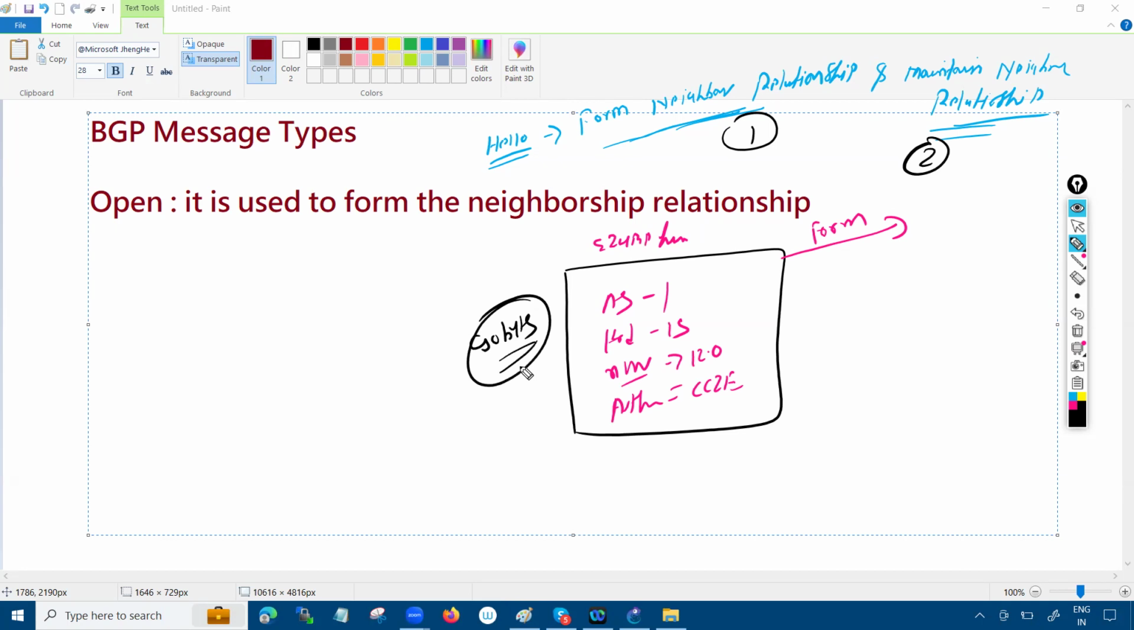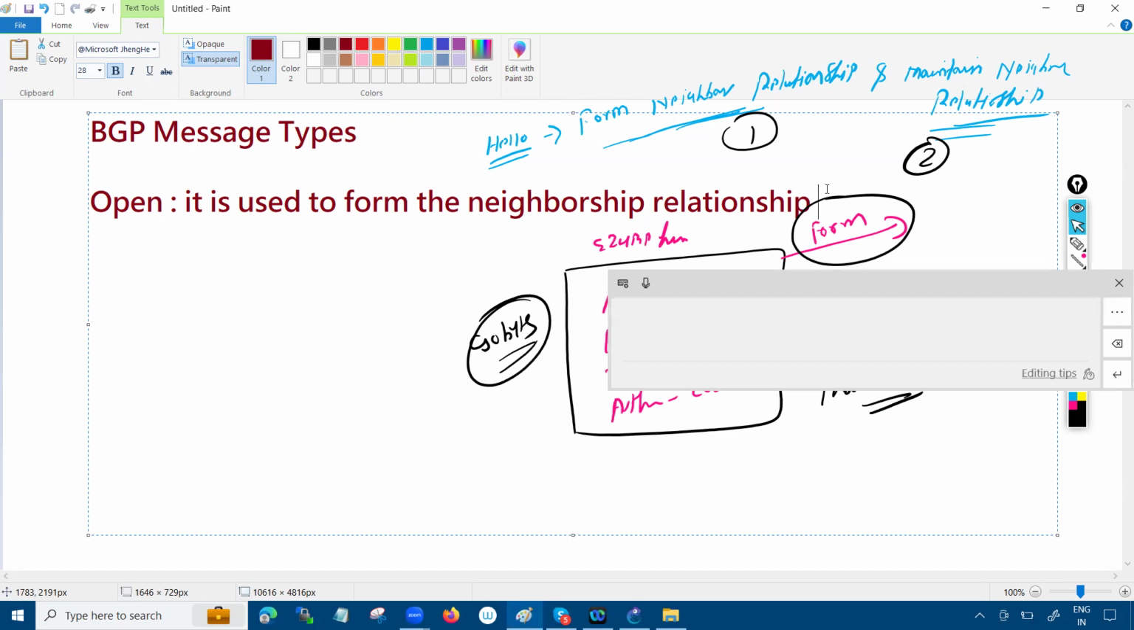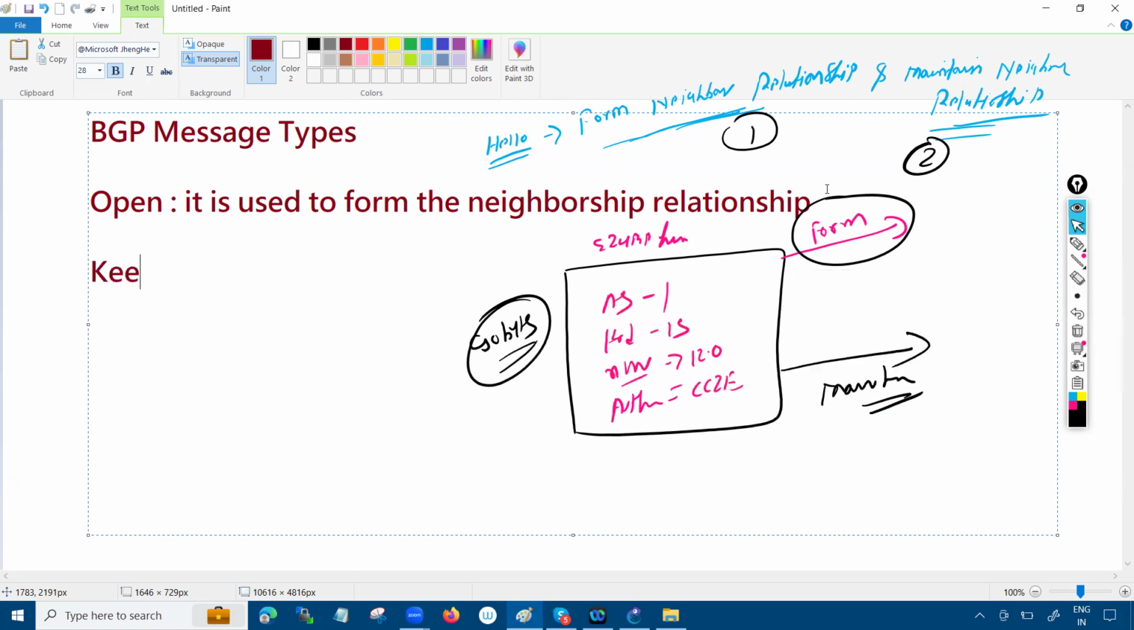After that, you are sending the same packet to maintain the neighbor relationship. Do you really think we need this information to maintain it? No, this information is only required to form the neighbor relationship. It doesn't require it to maintain the neighbor relationship. So that's why BGP said, in the open packet I will put all the parameters that help me form the neighbor relationship, but to maintain it I will send an empty packet. That packet is known as a keepalive packet.